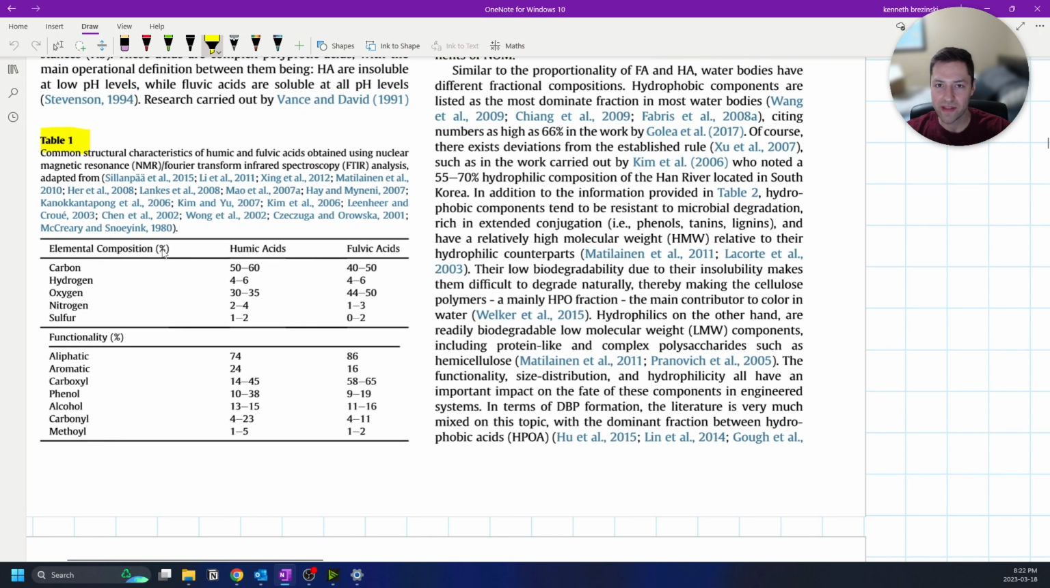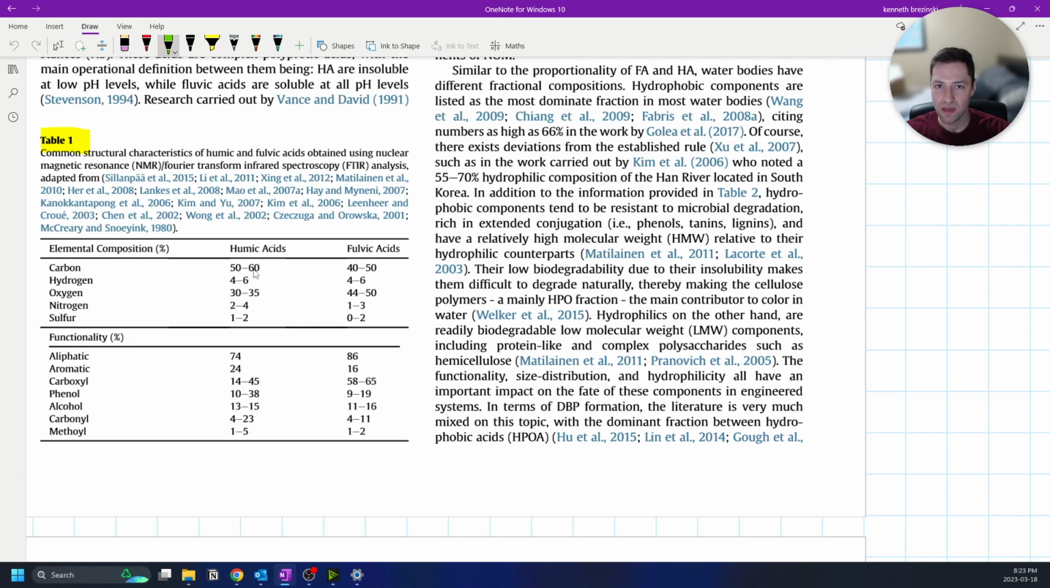So here we have the elemental composition as a percent. Most of this work, I'm pretty sure, was carried out using NMR and also FTIR analysis for the functionality, and the elemental composition using nuclear magnetic resonance. We can look at certain percentages here and compare them between something called humics and fulvics. These are just two different components of natural organic matter. We can always further characterize, but even then, these groups tend to have a lot of overlap.